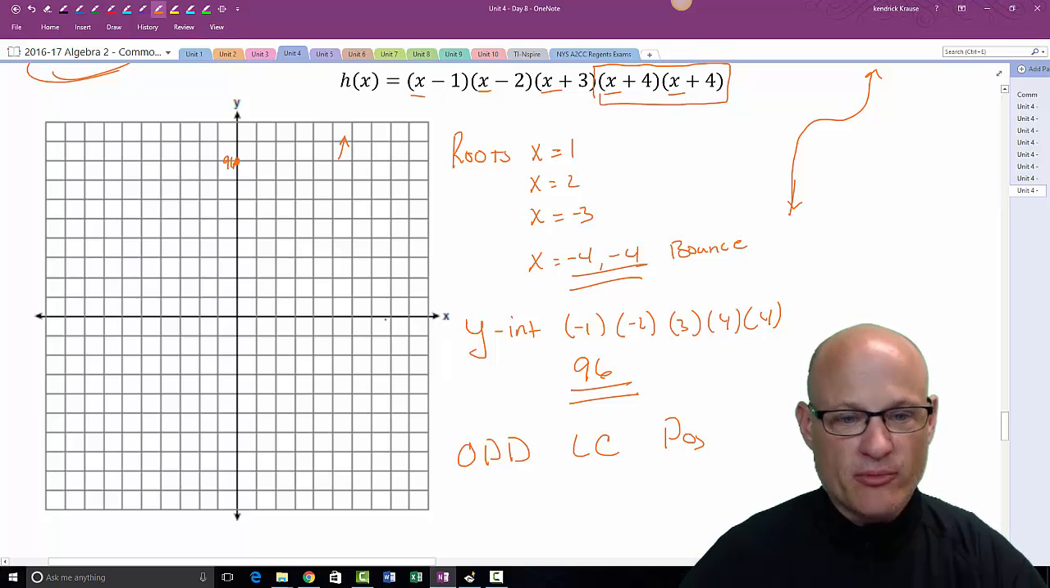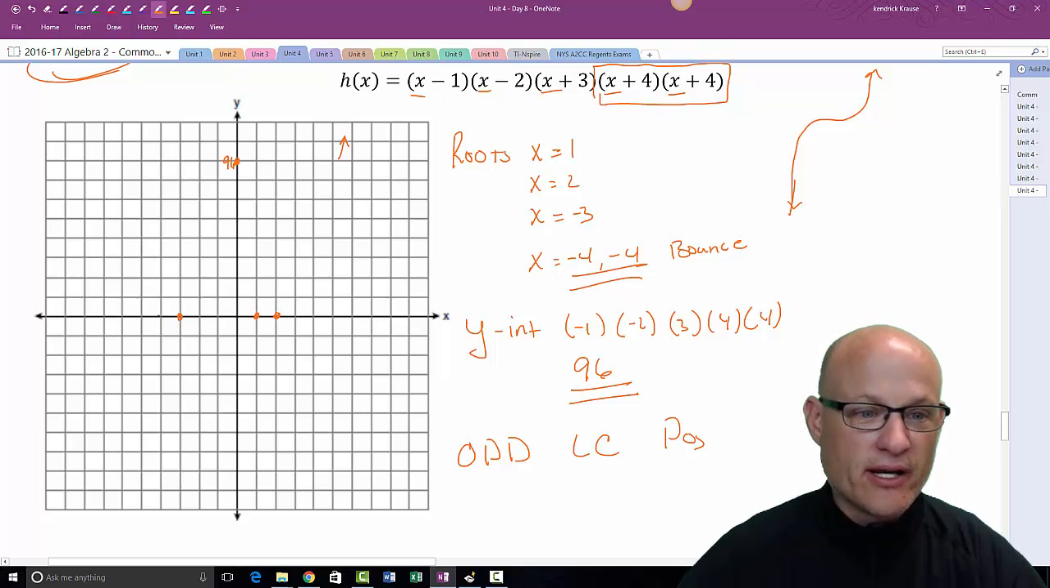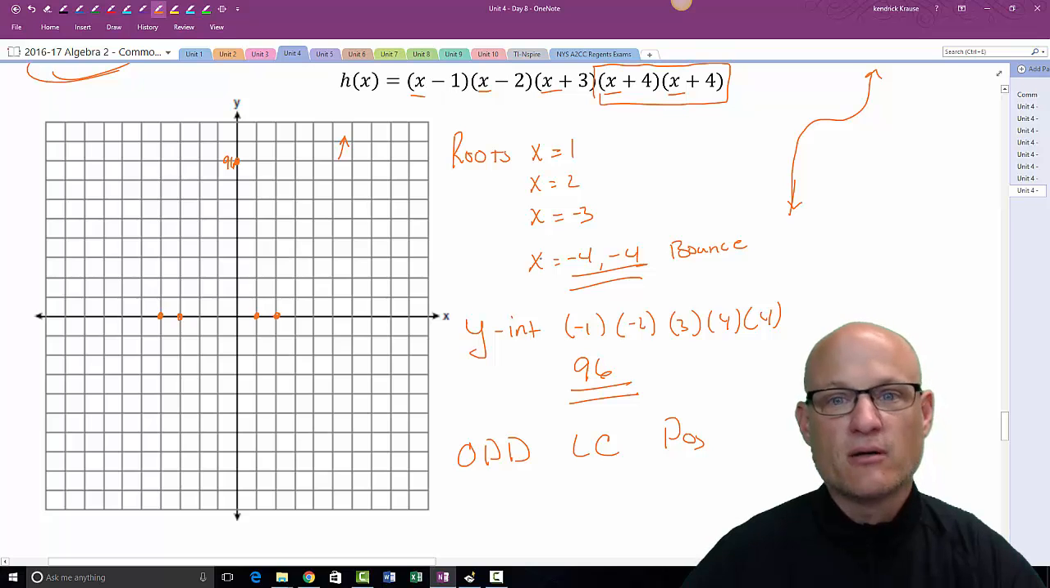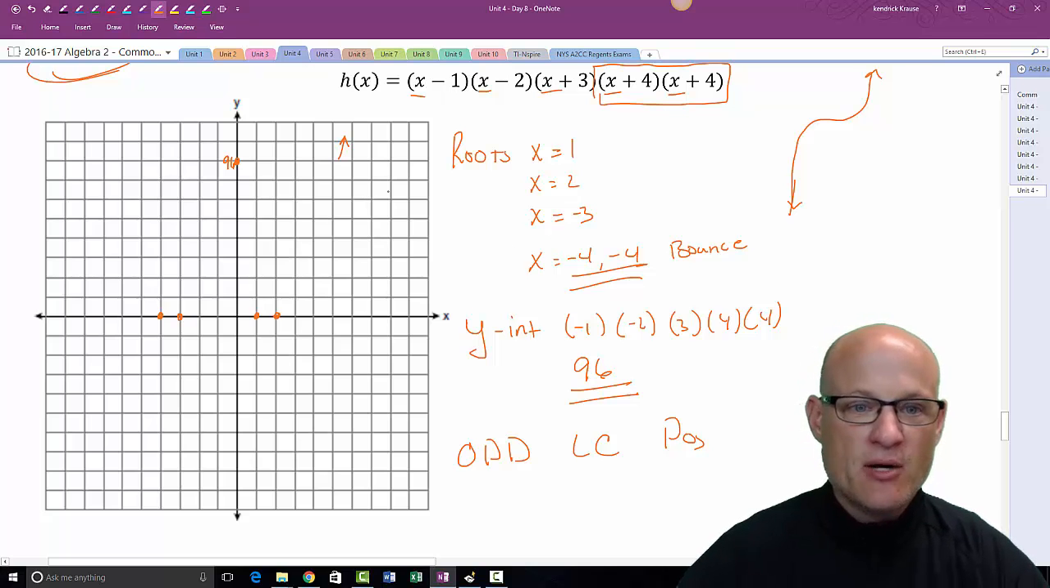All right, kids, I hope you saw the mistake. Here's one of my roots. Here's one of my roots. At negative 3 is one of my roots, and negative 4 is one of my roots. Oh, my goodness, that was a mistake. Okay, but the end behavior is still the same. It's going to go up here.